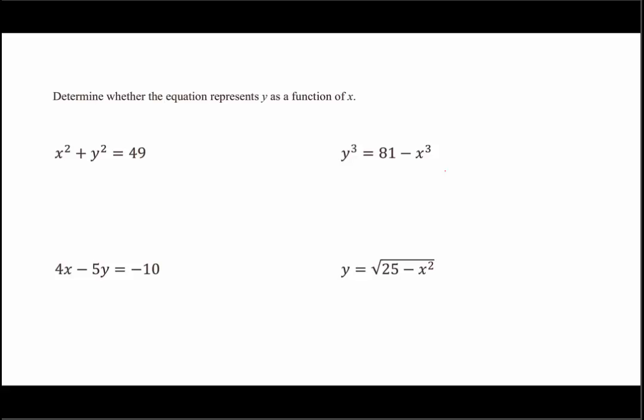Okay, so let's look at some examples. The first example, we have x squared plus y squared equals 49. Do you know what type of relation that is? That's actually a circle. To get y by itself, we would need to subtract x squared from both sides. So we would have y squared equals 49 minus x squared.